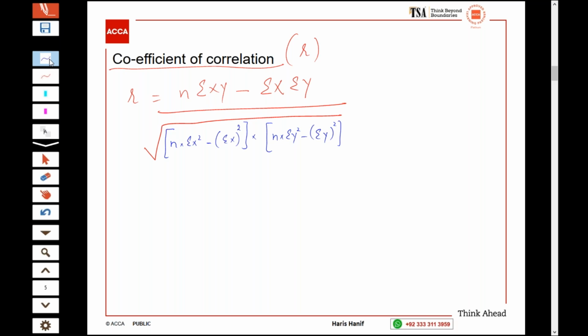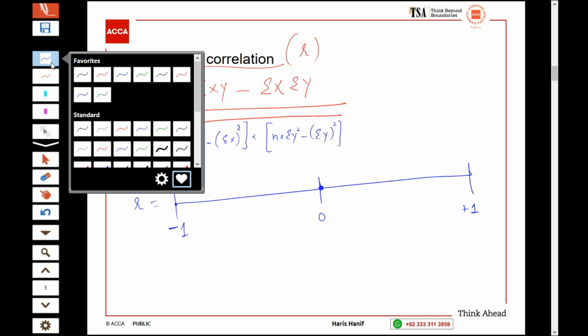Now this is something I advise all of you to memorize, but the formula will be available in the exam. So what is the coefficient of correlation? Your answer should be in this range: -1, 0 and +1.